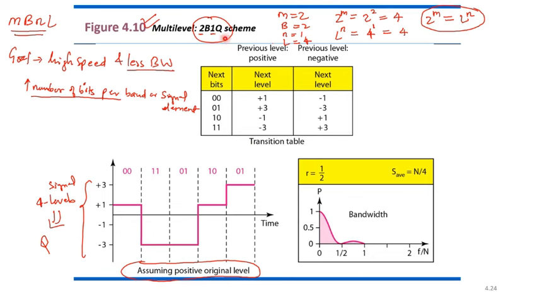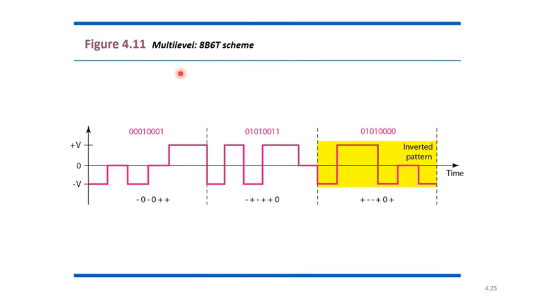So this was 1B, 1Q, 2B, 1Q. The next we will see is the 8B, 6T scheme. Here 8B6T means M equals 8, B stands for binary, meaning 2, and 6 stands for N, so N equals 6, and T is ternary, meaning the number of levels L equals 3. So 3 levels are used: the first level is plus V, the second is 0, and the third is minus V. These are the voltage levels used in the signal.